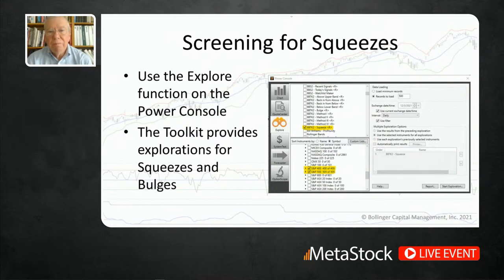So the neat thing about the way Bollinger Band Toolkit is set up on MetaStock is that we can screen for setups that we want to pay attention to. So in this case, I have opened up the Explore function on the Power Console, and I have checked off the Bollinger Band Toolkit squeeze function.